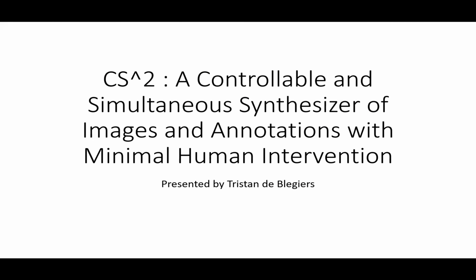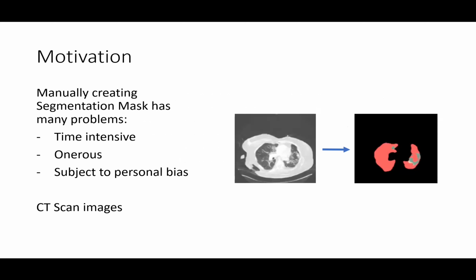Okay, so the paper I'm presenting today is called CS2, a controllable and simultaneous synthesizer of images and annotations with minimal human intervention. The motivation of this paper is that creating masks, especially for segmentations, is very time intensive. It leads to errors, but also the problem is that it requires so much time.